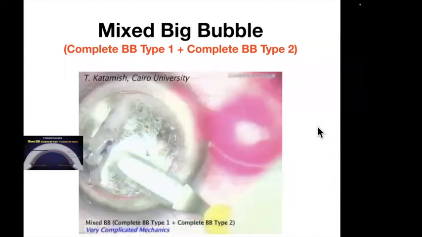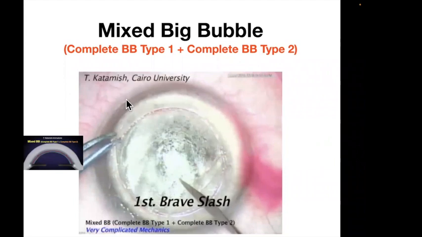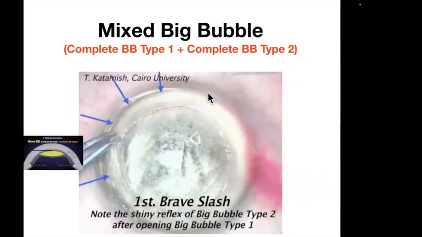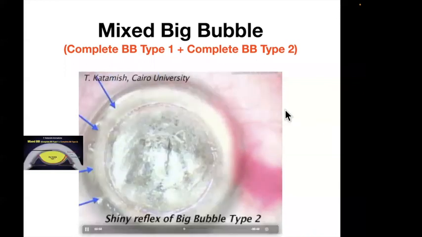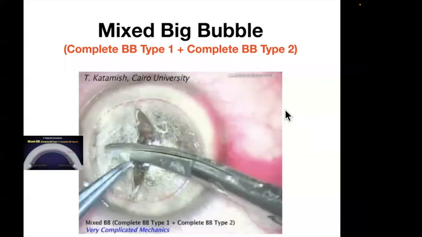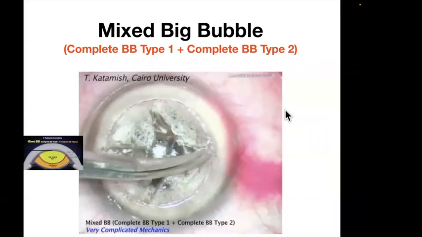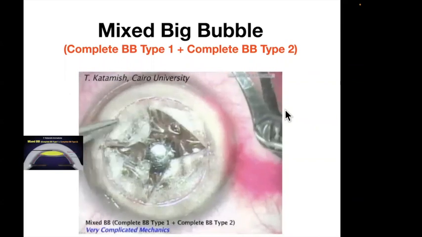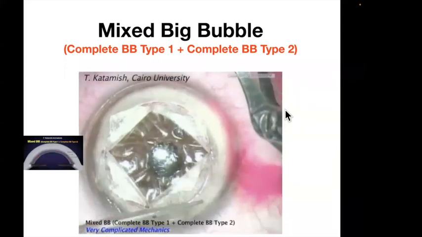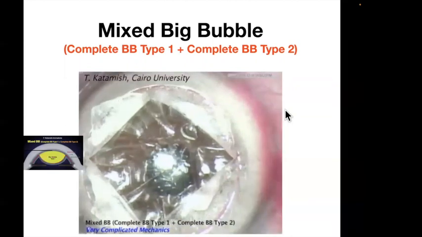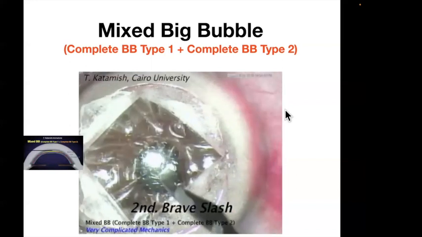And then we will go for dissection. And now we will do what we call the first Brave slash. We will open now the first bubble, you see, but still there is a shiny reflex behind. This means that there is another bubble behind. I have opened big bubble type 1 now by the first Brave slash. And then I cut the stroma and I will find there is another bubble behind, these undulations of Descemet membrane, as you see. So I will make now the second Brave slash. You see, something still behind. This is another big bubble type 2. So I will do another Brave slash now. You will see now I will make a second Brave slash, which will open the big bubble type 2.